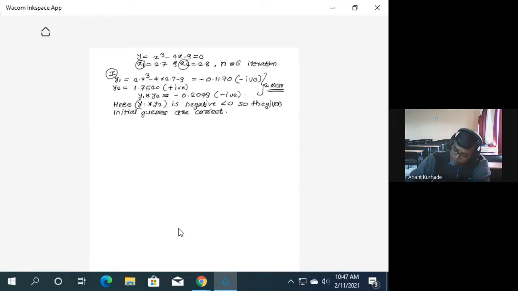Now step number 2 means you have to perform the number of iterations. It is given 6, but don't show all 6 iterations, show only 1. Now you can move further. So you can write iterations. What is the iterative formula for the bisection method? x1 plus x2 by 2. So we can write here number of iterations. So write down first iteration.